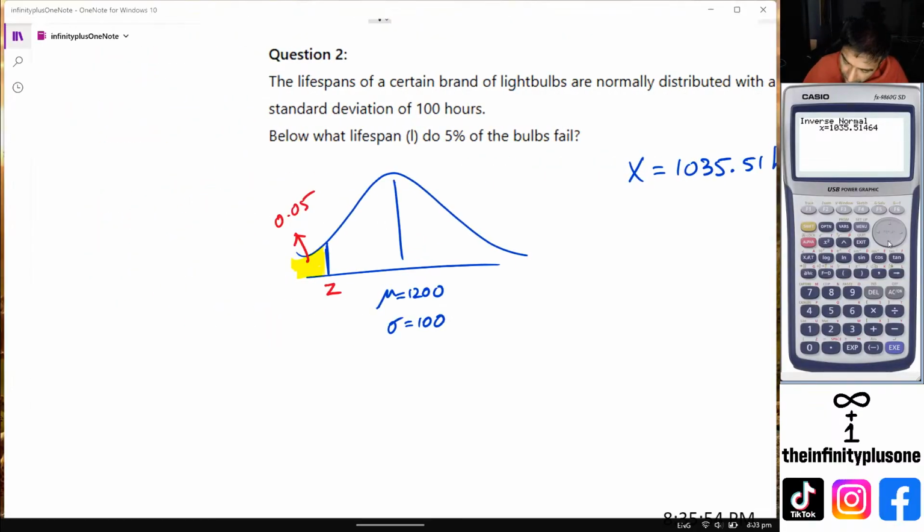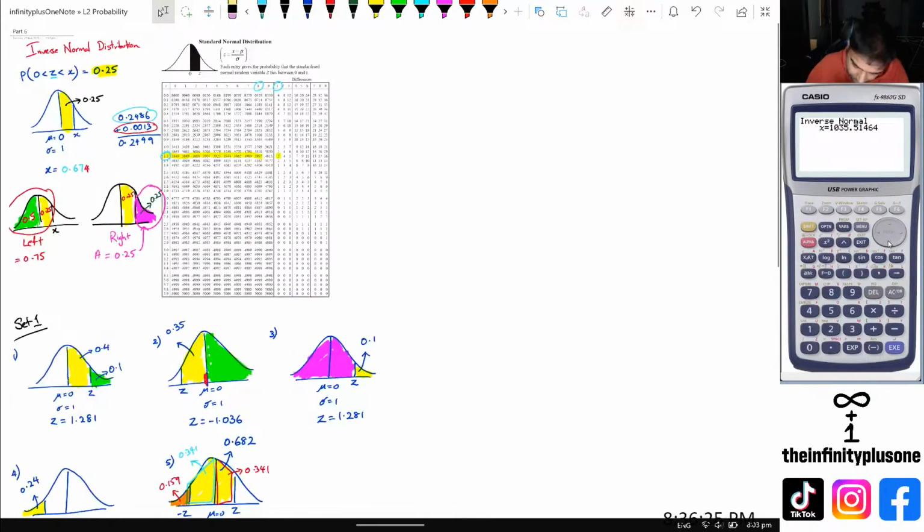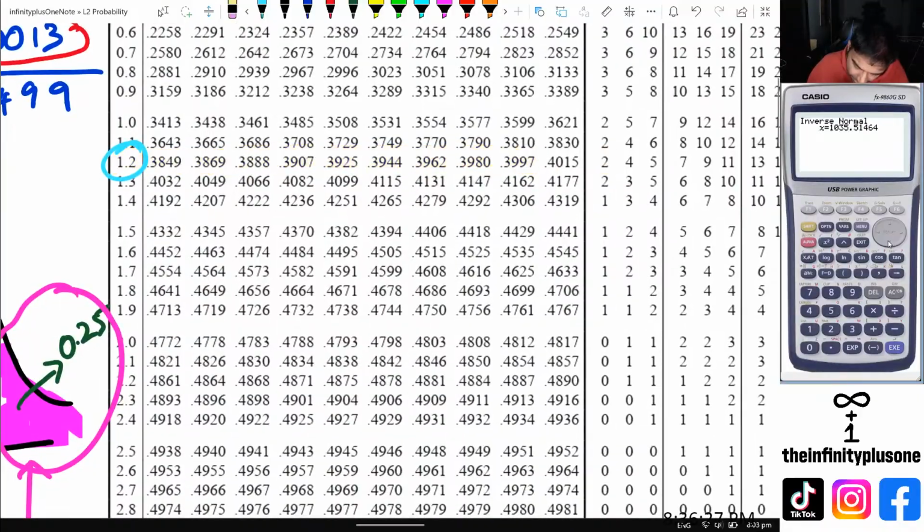However, I want to show you how to do the long method. What we have to do is figure out this part here, the green part, to use the tables. Because it's symmetrical, we know that this right here is 0.05. If this is 0.05, this is going to be 0.45. So then we've got to go into the tables and figure out where 0.45 is.